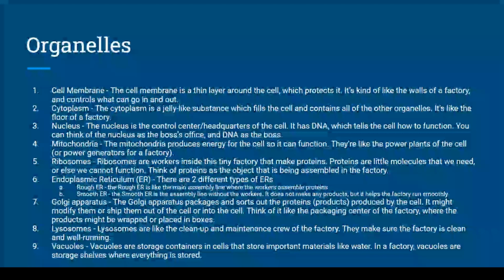Now we have the Golgi apparatus. It's also called the Golgi body, but the Golgi body or Golgi apparatus packages and sorts out the proteins, and the proteins are produced by the ribosomes here. It packages and sorts them out, and they're produced by the cell, right? So the Golgi body can modify these proteins, or it can ship them out into the cell or out of the cell. So the Golgi apparatus is basically like the packaging center of the factory, where these products are wrapped in or placed in boxes, or they're placed with other products too. So you can just think of it like that.